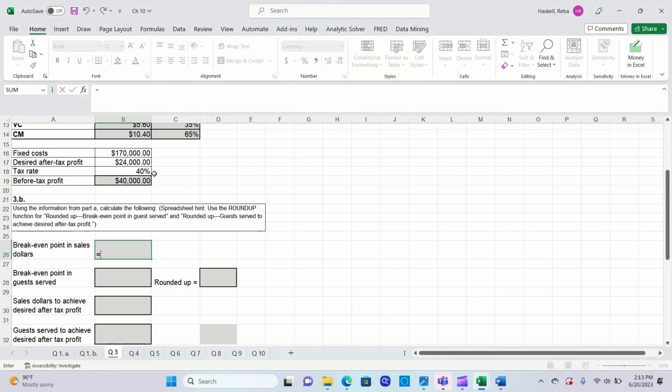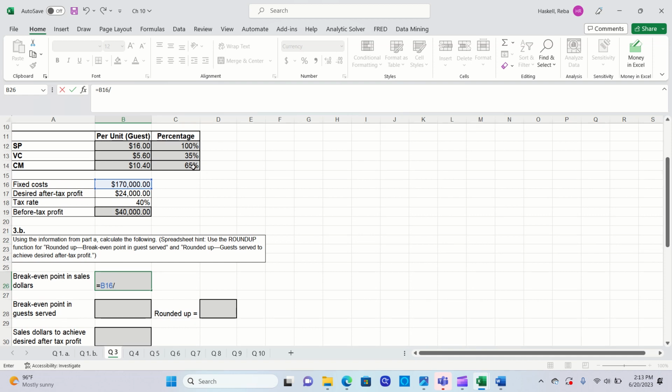So that was our fixed costs. We're going to divide that by our contribution margin percentage. All right, so $261,538. That is how much we have to generate in sales in order for us to break even.